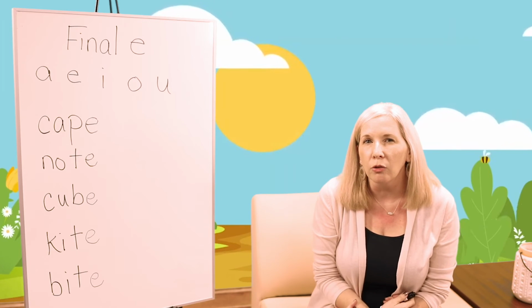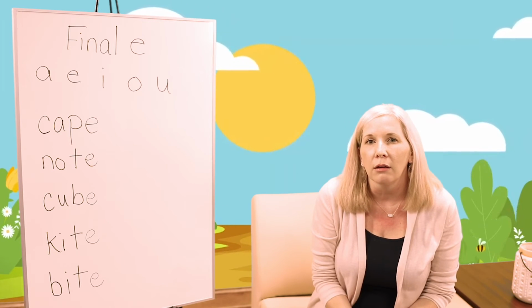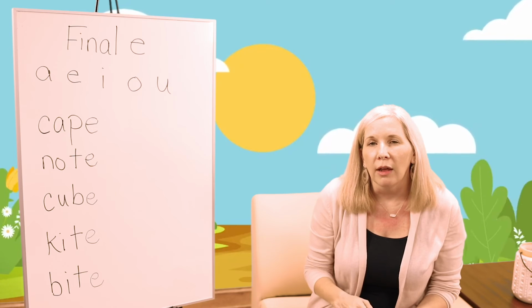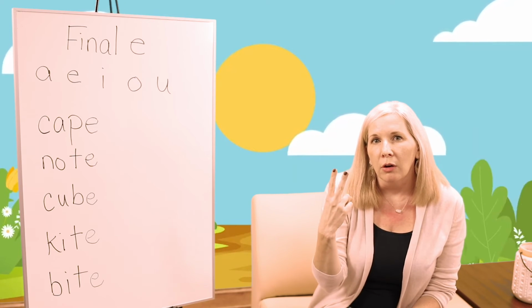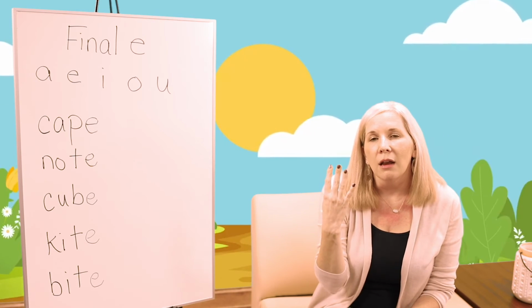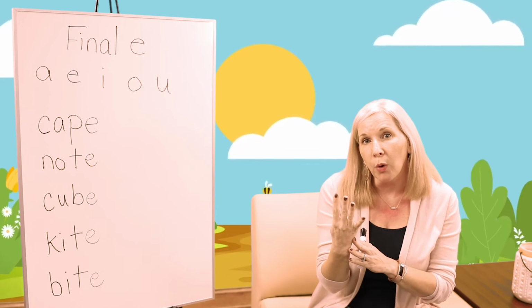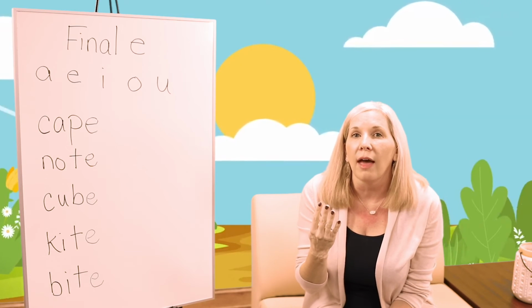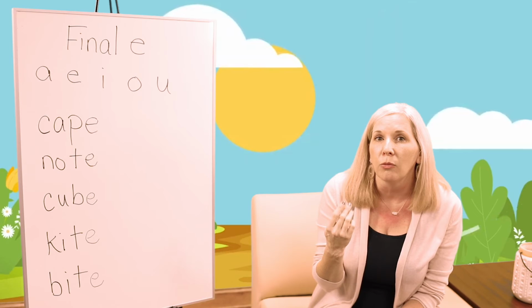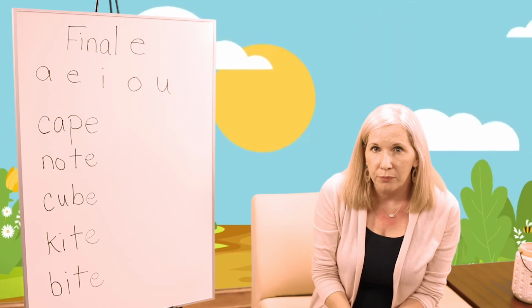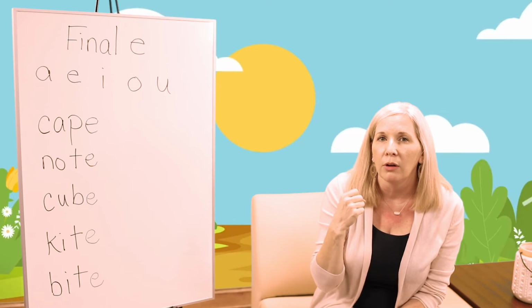Shrine has some extra sounds in there. Shrine. So let's segment it. Sh, I, n. Now this one has 4 sounds, but I want you to pay attention to what that vowel sound does. It says its name, so shrine. So let's segment that one out.